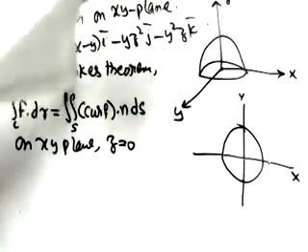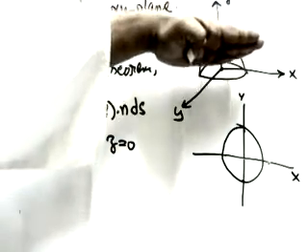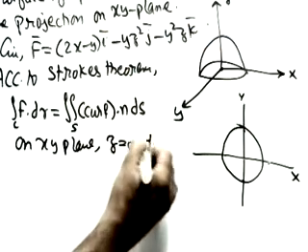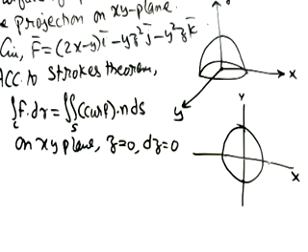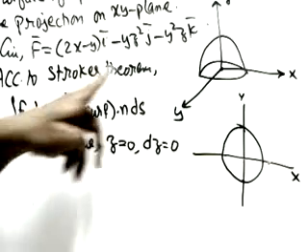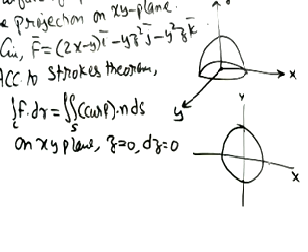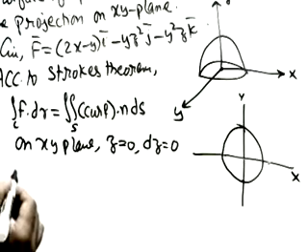So I am writing like this: on the xy plane, what will be the value of z? z will be 0. If we go like this, the z will decrease, and on this plane the z value will be 0. So z equals 0. If you differentiate, dz will also be 0. So in this given equation, we can write z equals 0 and dz equals 0.